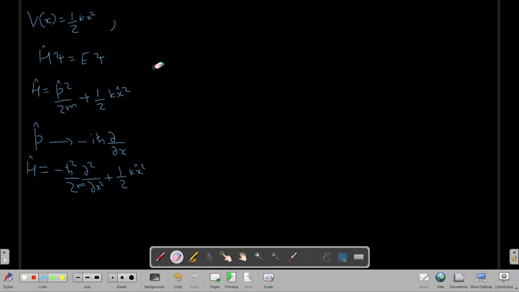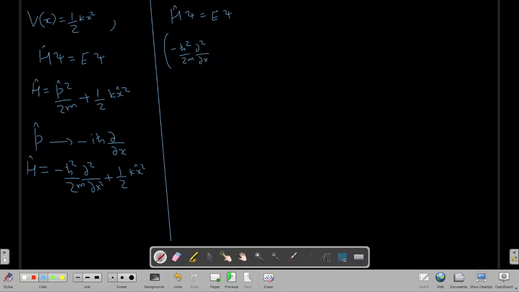Okay, so this is the thing, and now let us solve the Schrödinger equation for the problem. As we know, the time independent Schrödinger equation is given like this. Plugging in the Hamiltonian of our system, here we have minus h cross square by 2m d square by dx square, which operates on psi, plus half k x square into psi is equal to E psi. So this is the term which we have.